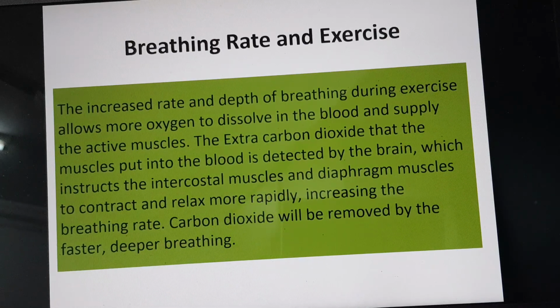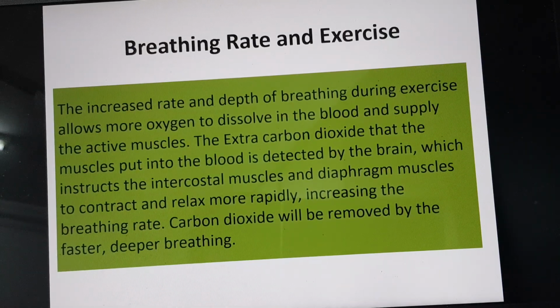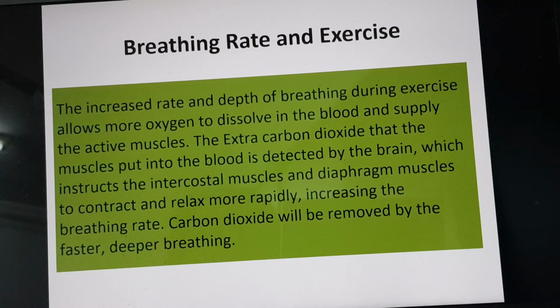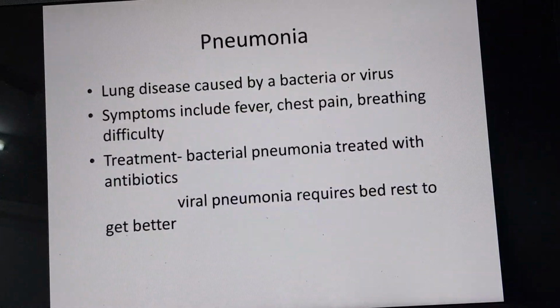Let us see how breathing rate and exercise are related. The increased rate and depth of breathing during exercise allows more oxygen to dissolve in the blood and supply the active muscles. The extra carbon dioxide that the muscles put into the blood is detected by the brain, which instructs the intercostal muscles and diaphragm muscles to contract and relax more rapidly, increasing the breathing rate. Carbon dioxide will be removed by the faster or deeper breathing.